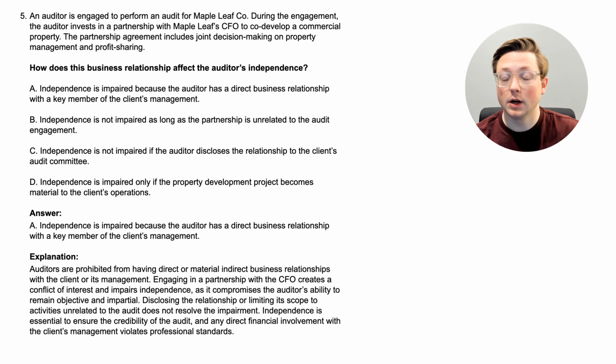So even though they are developing a separate partnership, because they are dealing with the CFO and starting to have this relationship where they are probably trusting them, that's going to create an impairment on independence. When the auditor is auditing the financial statements of Maple Leaf Co., they're going to trust the CFO more than they should, because they have a financial interest with that CFO, and they don't want to see that CFO go down or have any issues because they are a partner with the CFO in a different property. So that was another situation that's going to create an impairment on independence.